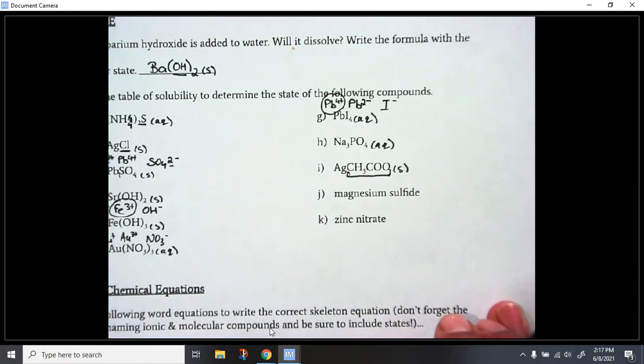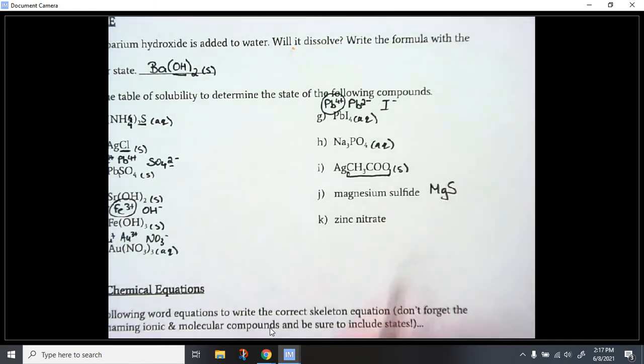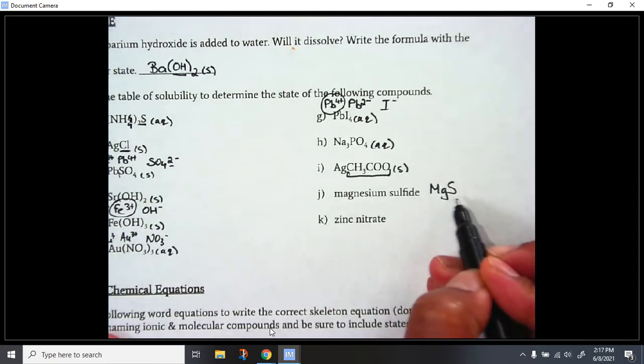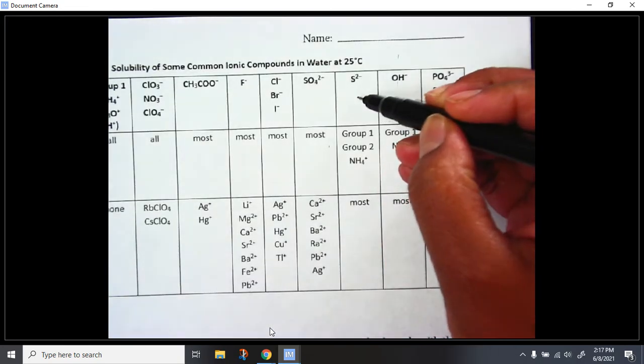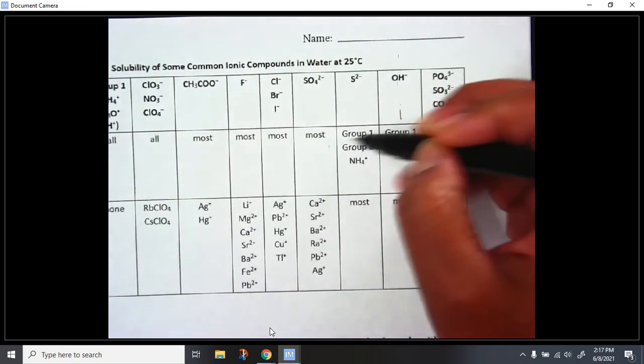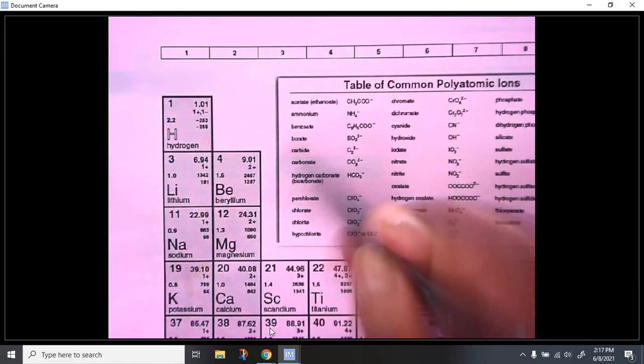Next, magnesium sulfide. So first of all, you're going to have to write the formula. Okay, and now I can look up the last part of the formula, the anion. There we go. And I'm looking for magnesium. Magnesium is a group 2 ion. There's my group 2. There's magnesium.